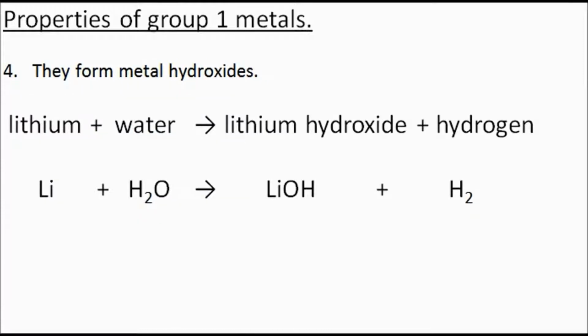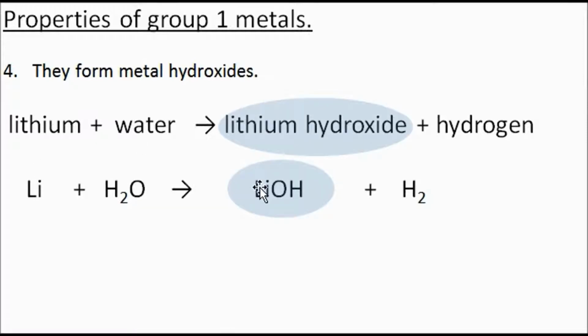Lithium introduced to water. There's the word equation here and the symbol equation here. It gives you lithium hydroxide and hydrogen. Now, as we know, hydrogen goes around as H2, but what you get is this lithium hydroxide. Now, a characteristic of hydroxides is that they're alkali. They have a pH greater than 7. And this is why the group 1 metals are known as the alkali metals, because if you react them with water, you get an alkali solution.